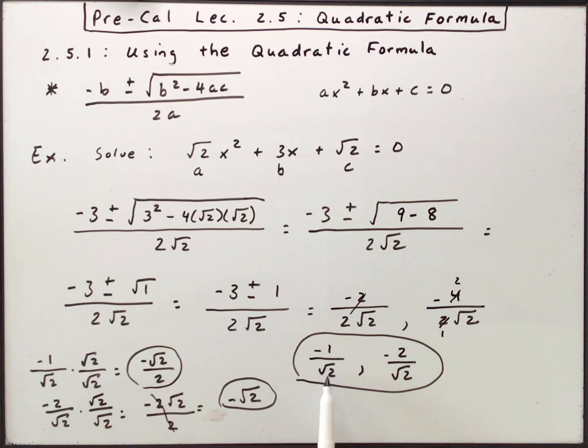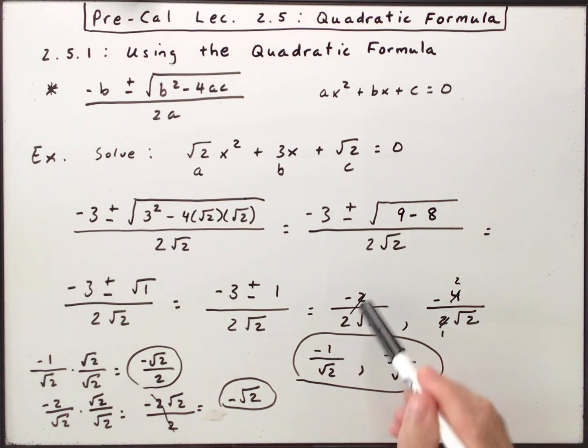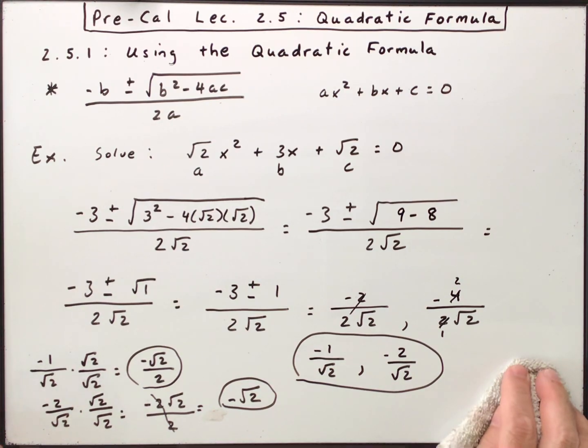But on my test, unless I say you've got to rationalize the answer, you don't have to. Okay? I do want you to, however, simplify it down like I did here and here. Okay? But you don't have to get rid of the radical in the denominator unless I ask you to do that.